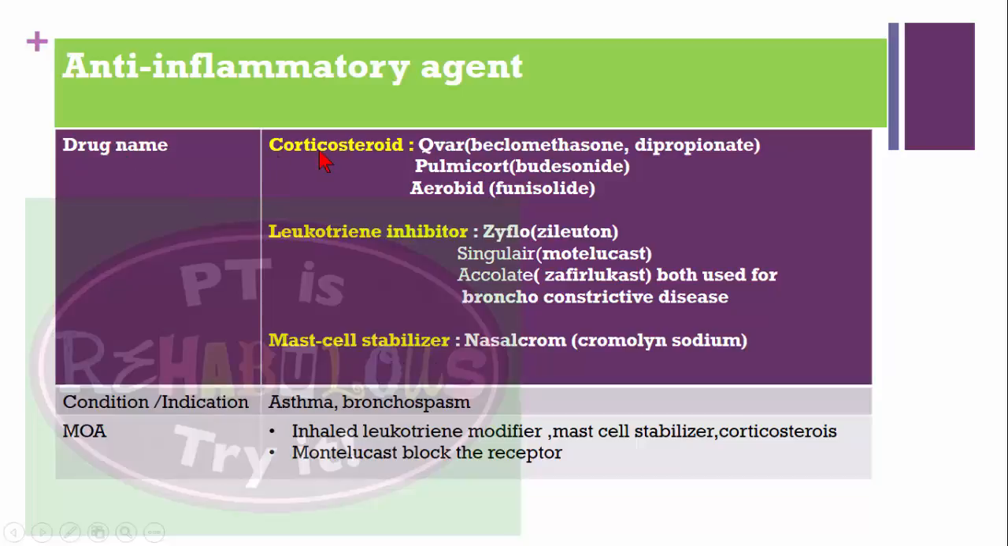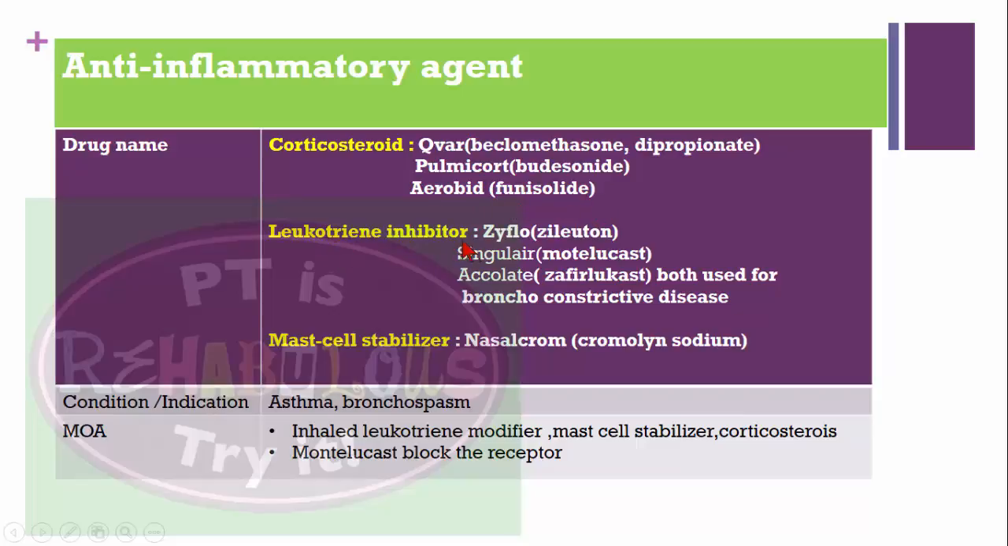The drugs used for that are corticosteroids like QVAR, which is beclomethasone dipropionate. Second is Pulmicort, which is budesonide, and Aerobid means flunisolide.